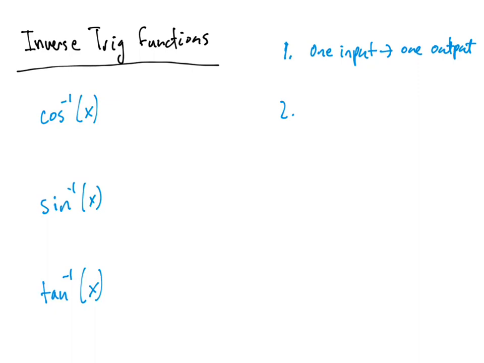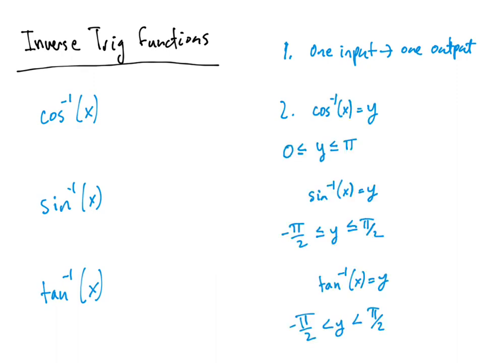The second thing to remember is what the range is for each of these trig functions. Each of them is a different range depending on which function we're talking about. So for cosine, the range or the output value of inverse cosine of x is between 0 and pi. One way to think about this is that if we're on the unit circle, 0 to pi would be angles contained in quadrants 1 and 2.